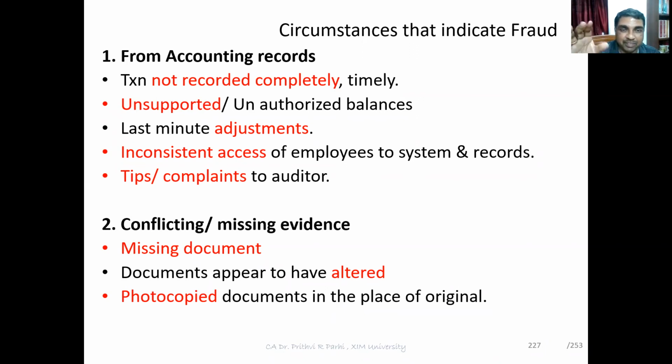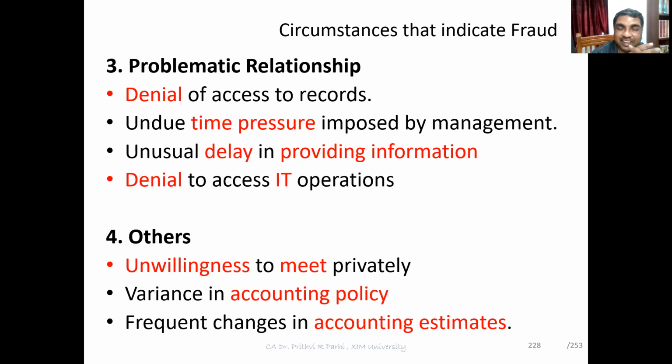Another group of indicators might be conflicting or missing evidence, missing documents. Documents are not found, or documents are found to have been altered. Somebody might have tampered with that document. Or one may think of a situation where photocopies are shown to the auditor in place of originals. The auditor is insisting on the original document, but the entity is showing only photocopies. These are again indications.